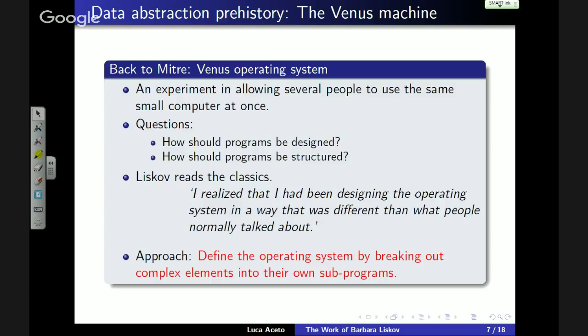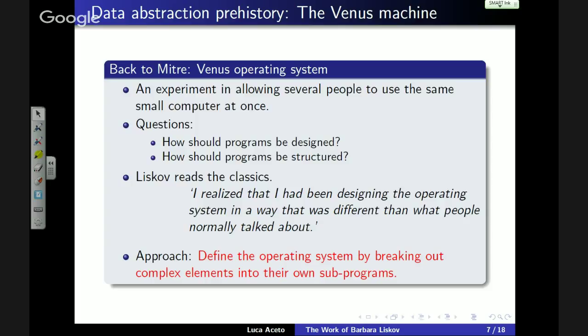Barbara Liskov said that when she was practicing her Turing Award talk to the students, and part of her Turing Award talk is going through some of these classics, she was shocked, flabbergasted, because none of her students actually knew any of these papers. None of them had read any of these papers. So after reading the classics, she realized that she'd been designing the operating system based on ideas that were close to, but not quite the same as, the ideas that the classics were proposing.